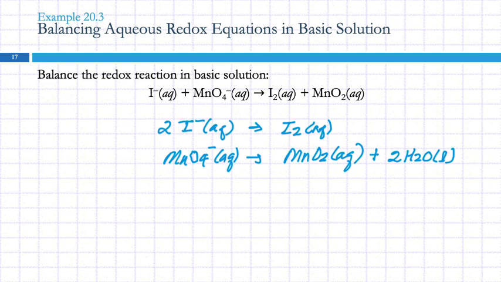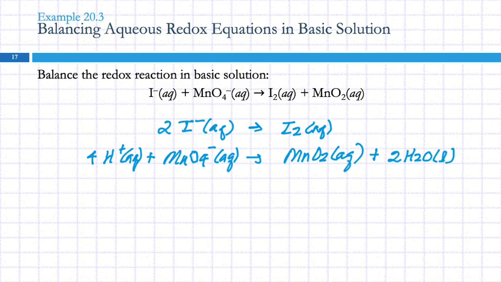And then to fix the hydrogen, I need 2 hydrogen ions? 4. 4 hydrogen ions over here. And then I've got all my elements balanced. Thank you. I'd like to say I was just checking to see if you're paying attention. Okay, thanks for catching that.